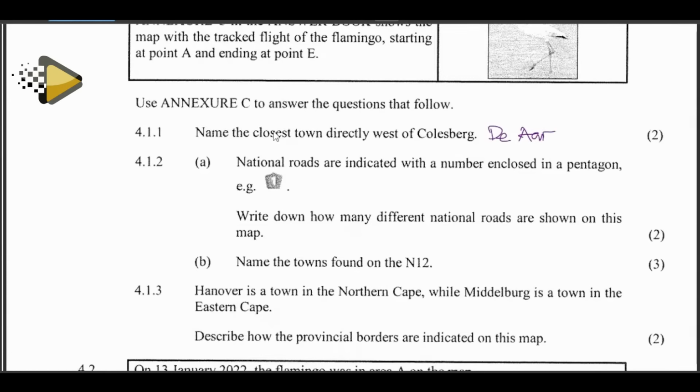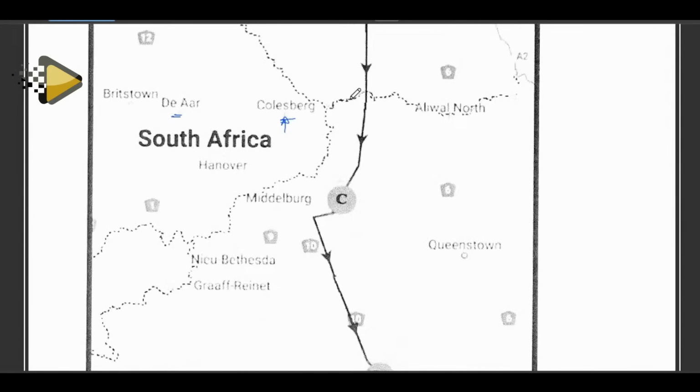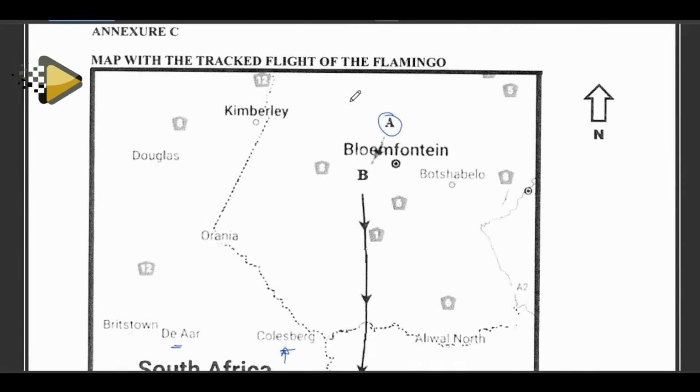The national roads are indicated with a number enclosed in a pentagon. Write down how many different national roads are shown on this map. Let's go there and we see. Please, you don't repeat it, you count once. Here we have N5. We have N8. We have 6. We have 12. This is 8 also. This is 8. This is 12.